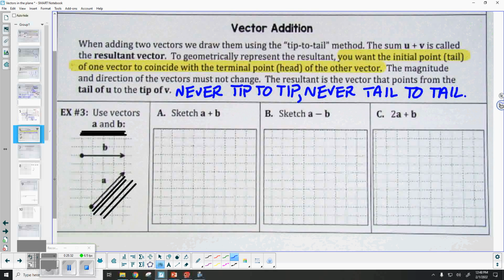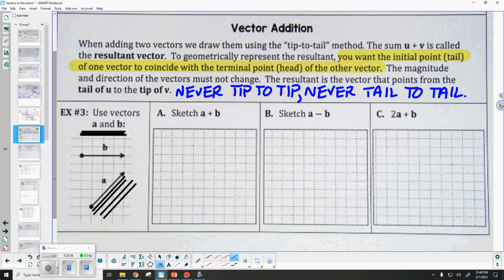This right here is one of my most favorite things to teach in this lesson. Okay. Let's start talking about vector addition. Now, when adding 2 vectors, we draw them using the tip-to-tail method. The sum, u plus v, is called the resultant vector. So whatever operation we perform on the vectors, we're going to get our answer, a result. We call it the resultant.